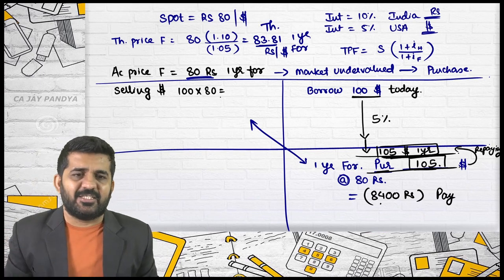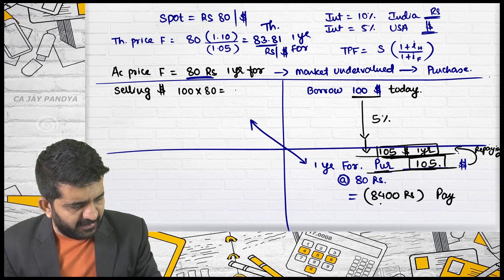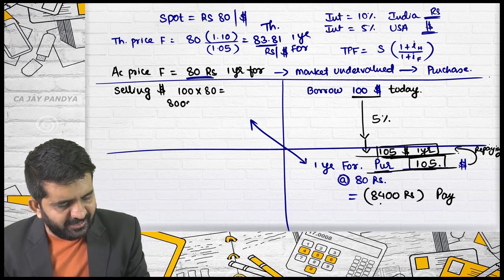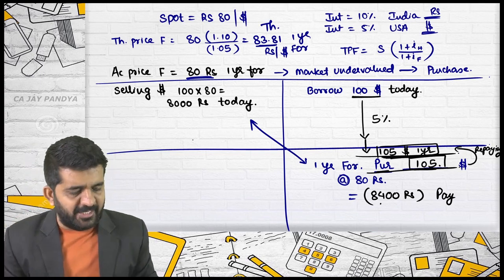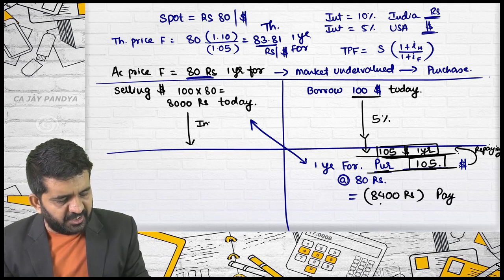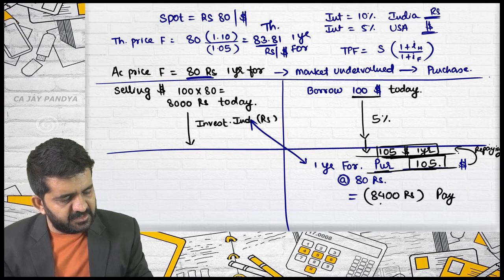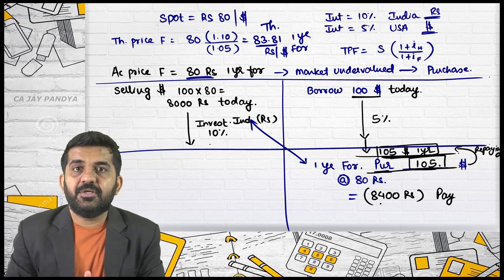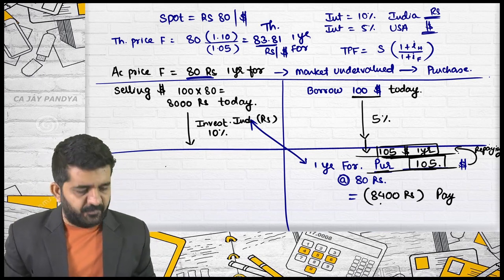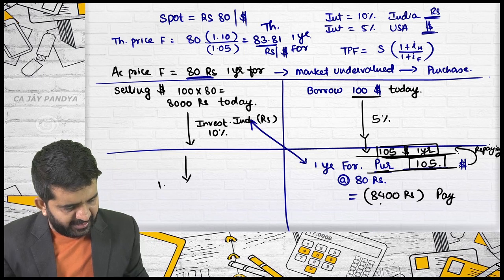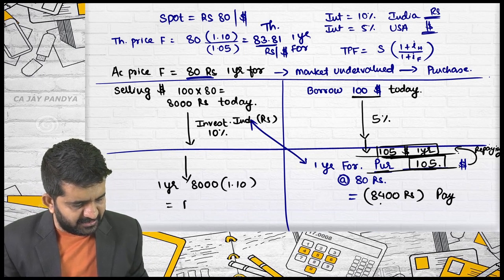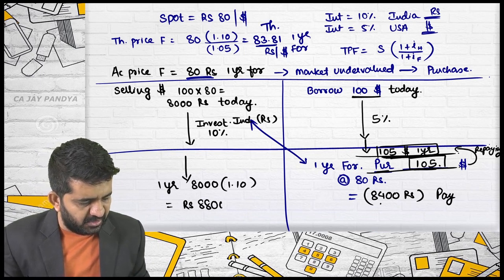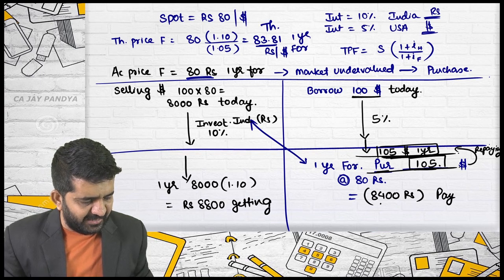I have taken the same price. It is absolutely alright, but it does not matter. So what I'll be getting today is 8,000 rupees. Never should the settlement be done today, so invest in India in rupees at the rate of 10%. At the end of 1 year, you will be getting 8,000 into 1.10, that is nothing but rupees 8,800. So I am writing positive.